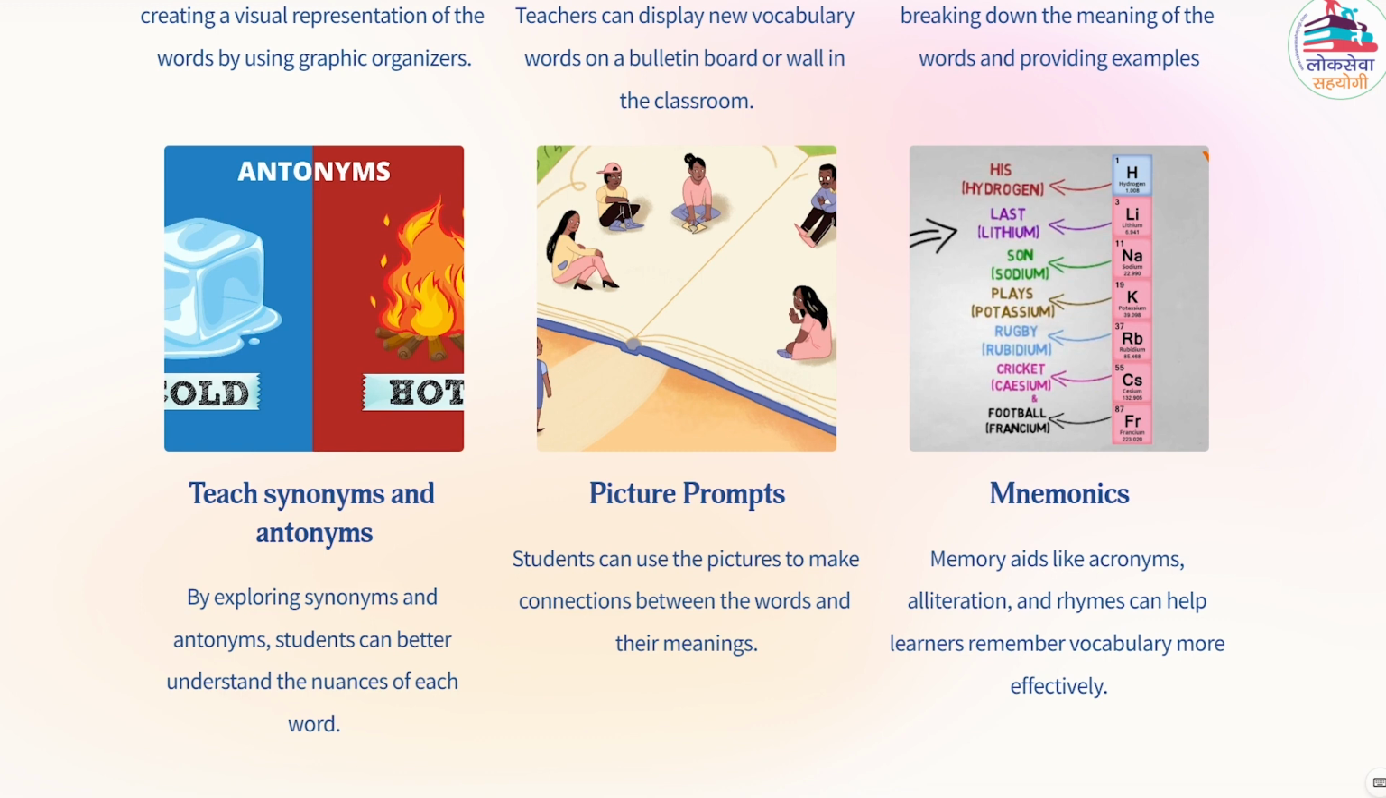Another important technique to teach vocabulary: teaching synonyms and antonyms, which helps students understand the nuances of a word and how it can be used in different contexts. Similarly, picture prompts: incorporating pictures into vocabulary instruction can help make the material more engaging. Students can use the pictures to make connections between the words and their meanings.